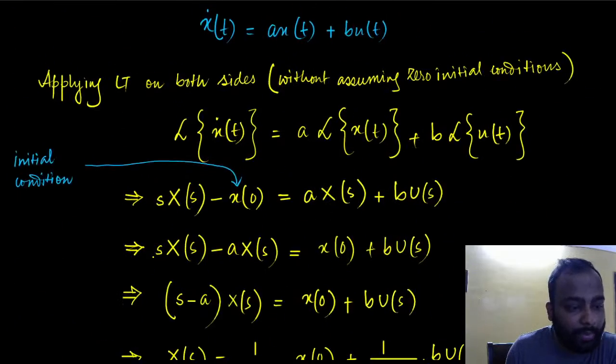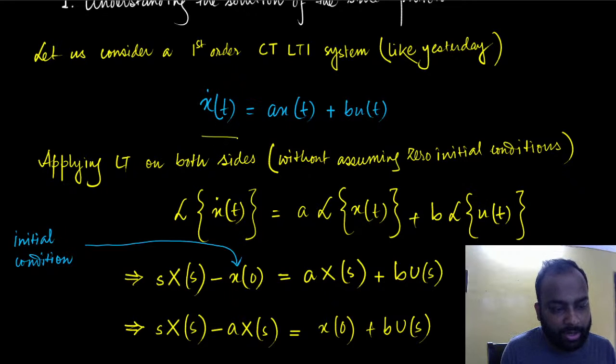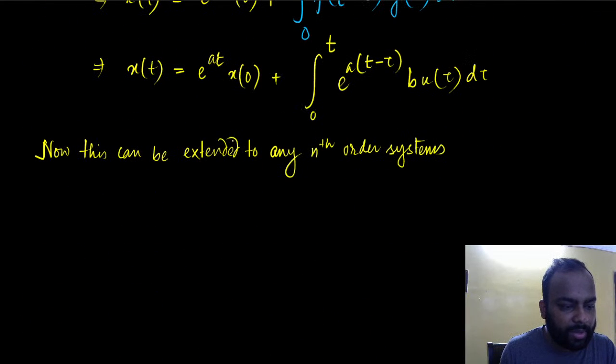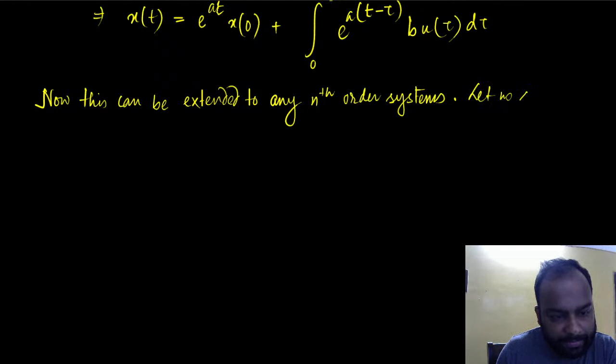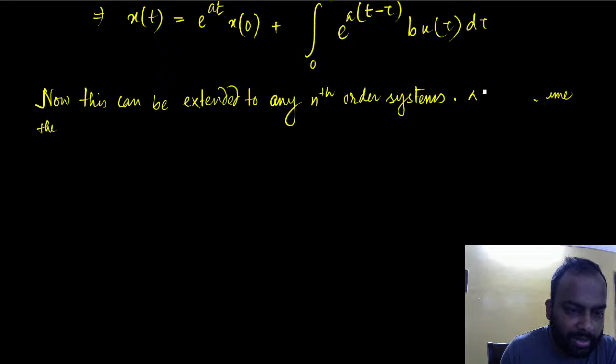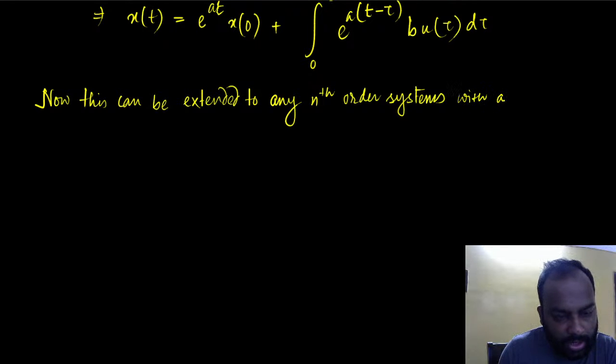Anyway, so this can now be extended. We are again starting from the very old. So this was the state equation for any first order system, for first order CT LTI CISO systems, right? Now we are going to do the same derivation using Laplace transform, but for nth order systems. Now let us assume the state equation.